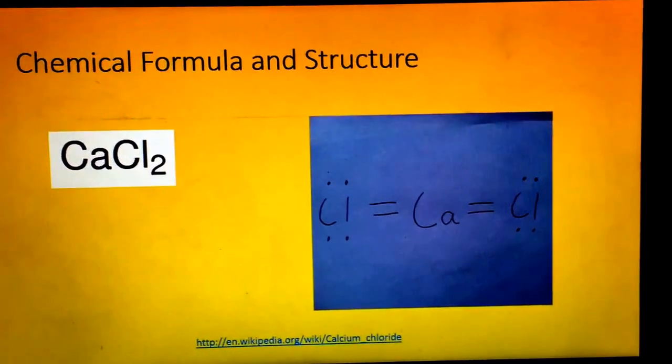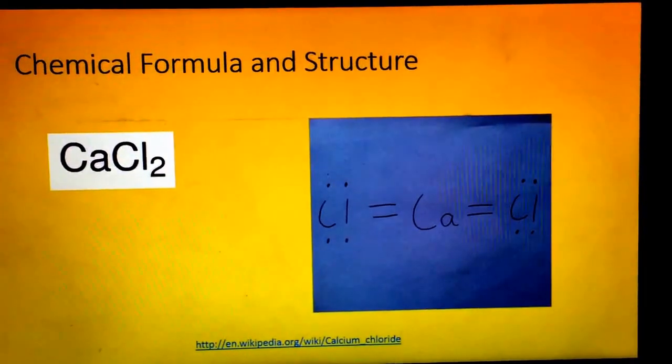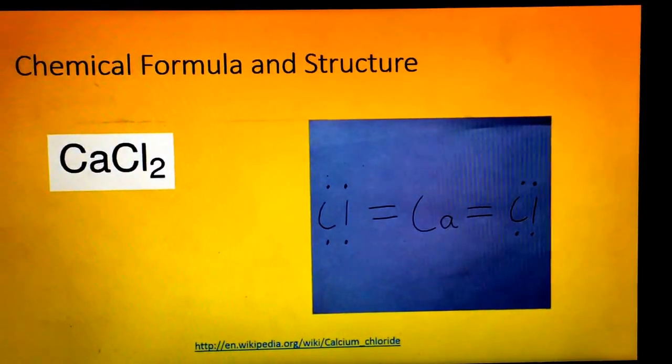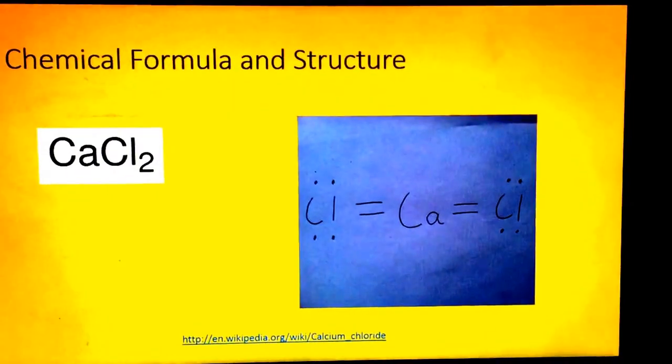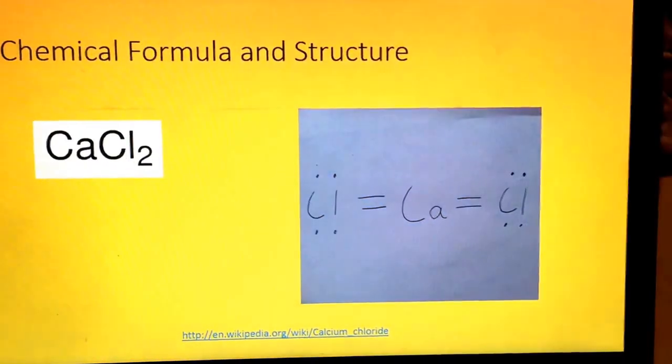as you can see here, the Ca, the calcium, is the central atom, and it has double bonds between the Ca and both Cls. And since it only has two bonding domains, this would make CaCl2 linear. It has a linear structure.